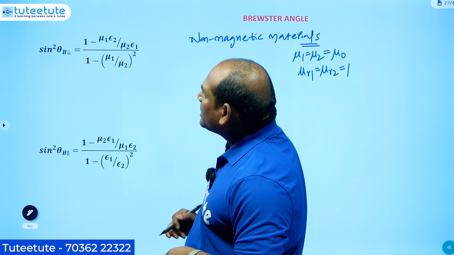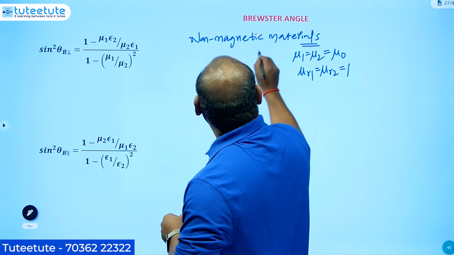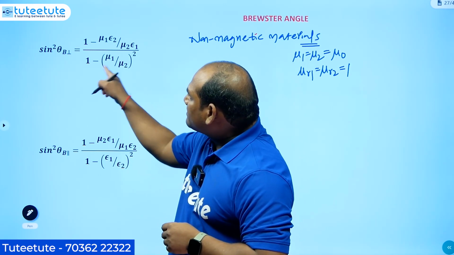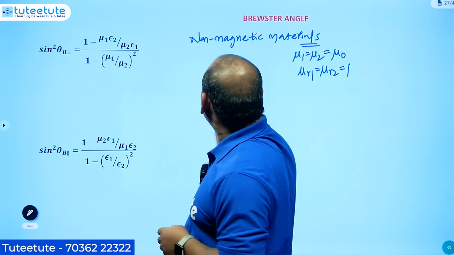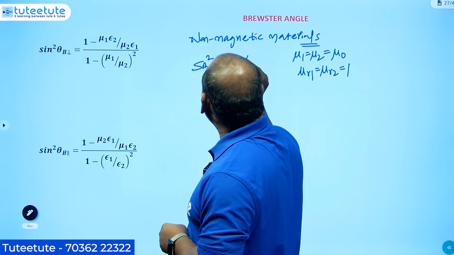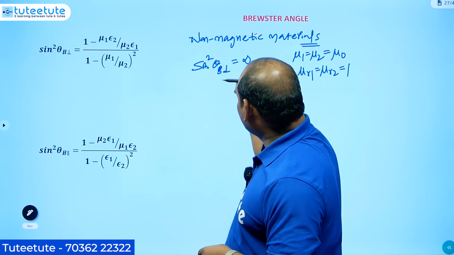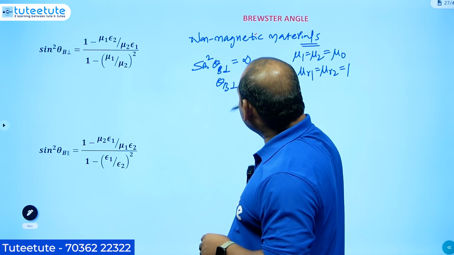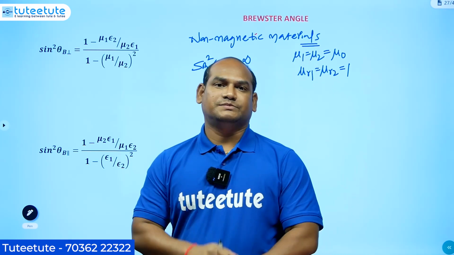So you see now this particular equation related to Brewster angle of the perpendicular polarization. For the non-magnetic materials, mu1 is equal to mu2. So this value will become 1. 1 minus 1 is 0. Something by 0 is infinity. So sin square theta b perpendicular, you are getting infinity. Can we have sin value greater than 1? No. But here we are getting infinity. That means very large value. So theta b perpendicular is not existing for non-magnetic materials. This is what you need to listen.